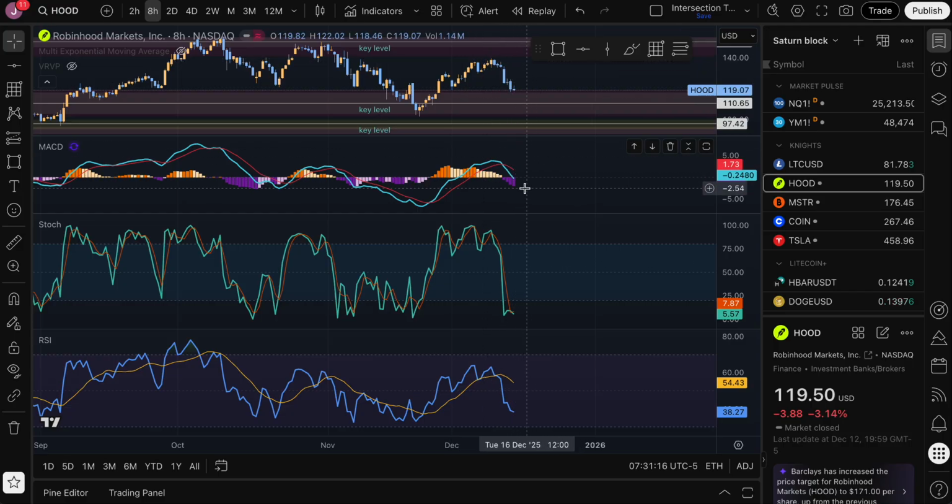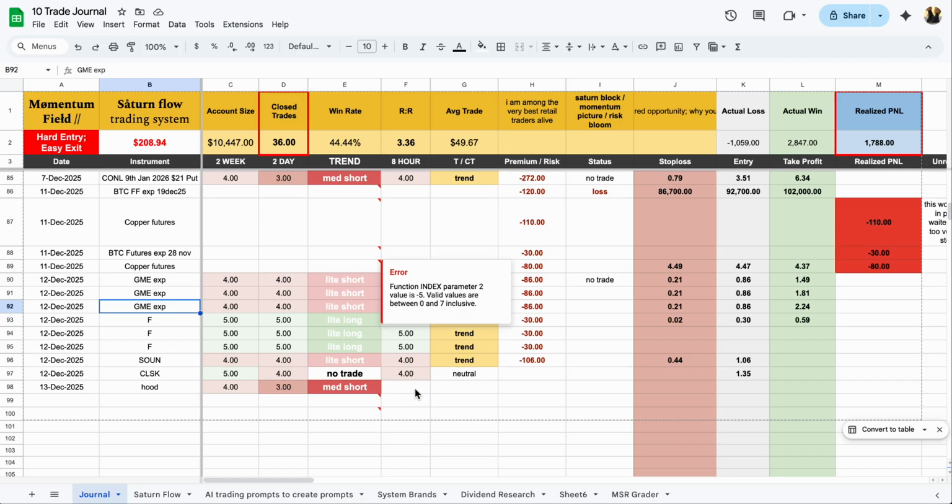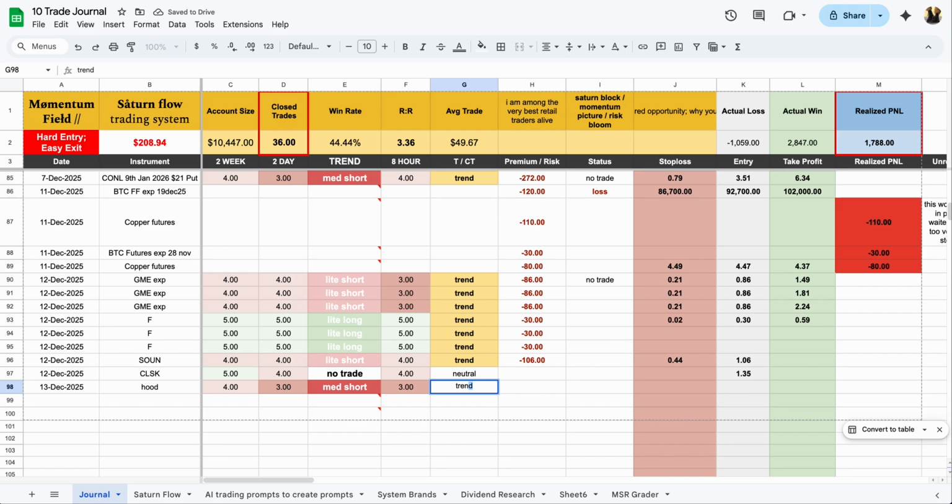This would be a 3. This would be a 3, and this kind of hanging, floating, not quite sure. Call it a 4, so 3, 3, 4. 3, so it's a trending trade.